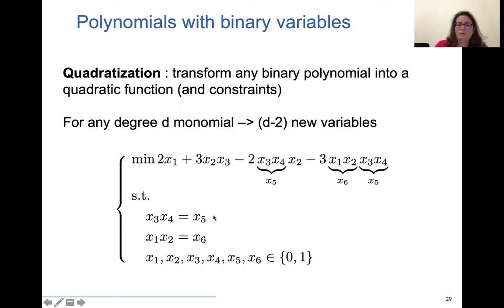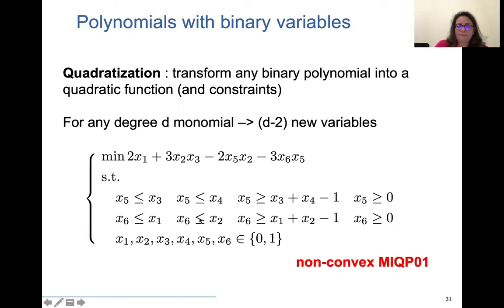But this can again be linearized. So you add these classical constraints, and you get a non-convex mixed integer quadratic problem, which is equivalent to the initial polynomial problem. The price of doing this is, of course, the fact that you add variables and constraints.